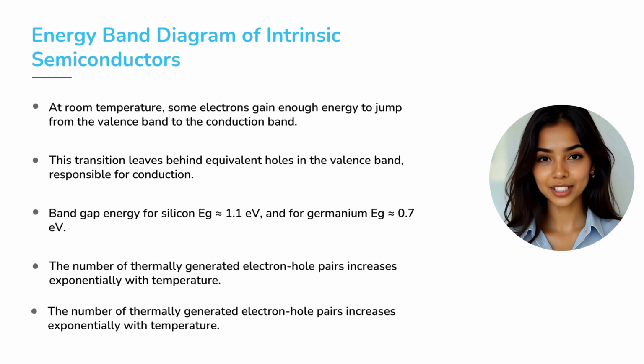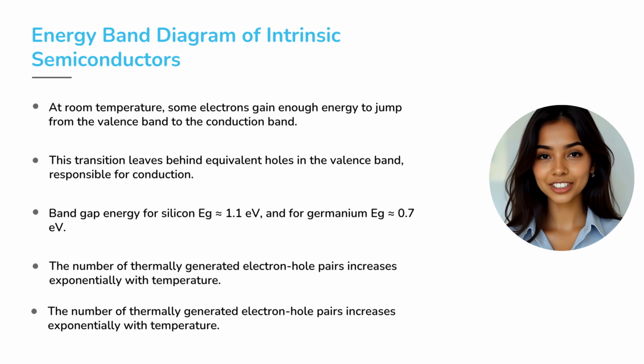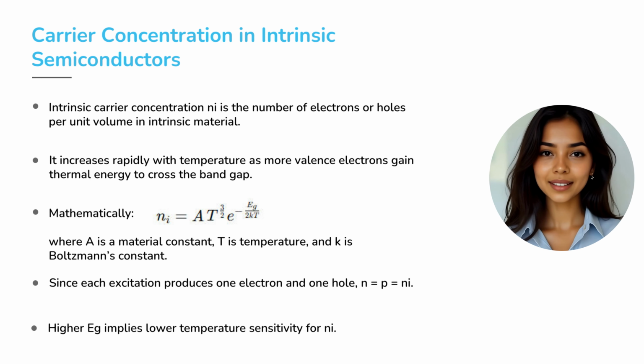Ultimately, the electrical conductivity, which we denote by sigma, depends on both the number of electrons and the number of holes, because in intrinsic materials, both kinds of carriers matter equally. Up next, we'll talk about just how many carriers exist, that is, the carrier concentration. Let's dive into that.